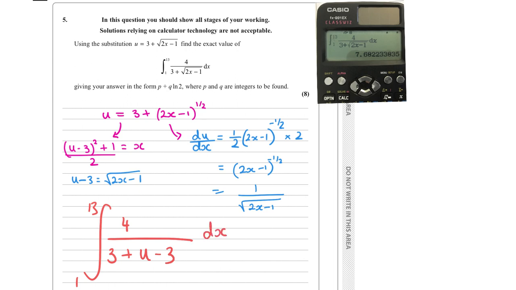dx, and then how do we get rid of the dx? Well, we multiply now by du/dx, right? Because, remember, I need to rearrange this. So how do I rearrange this? du root 2x minus 1 equals dx. Okay, so instead of writing dx, we need to write that. So we're going to get root 2x minus 1, which is u minus 3, dx, du.